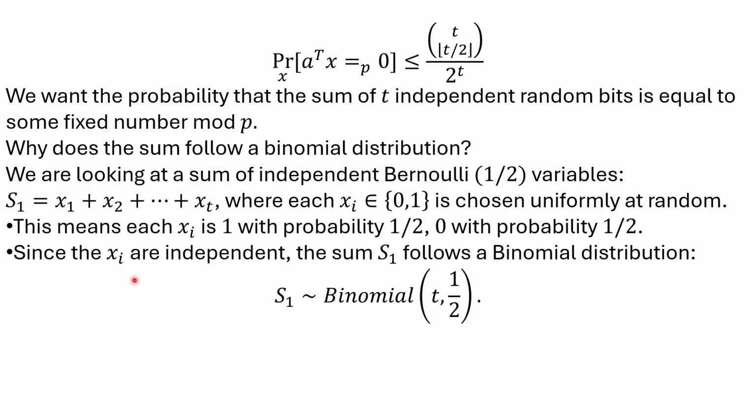We claim this is true because we saw in lemma 1 that the probability that A transpose x equals 0 is less than or equal to half. So if we want the probability that A transpose x equals 0, the worst case we can get is it being equal to half.